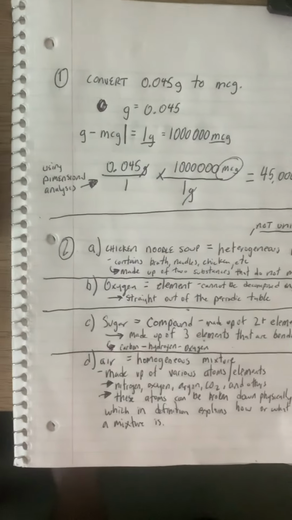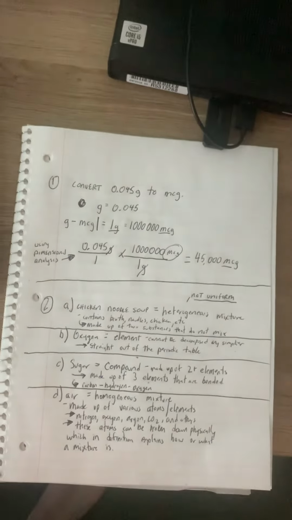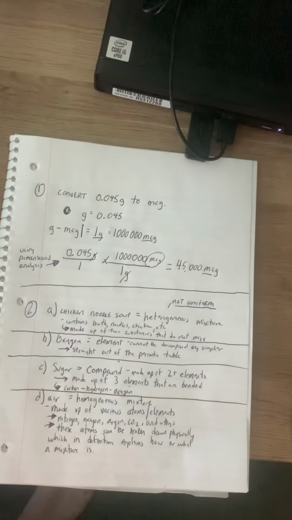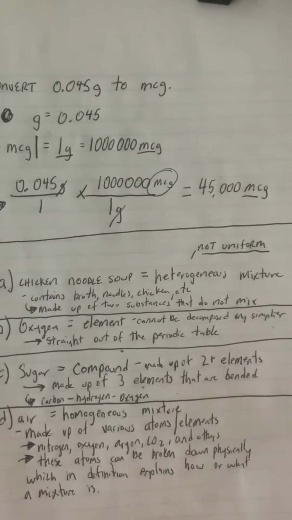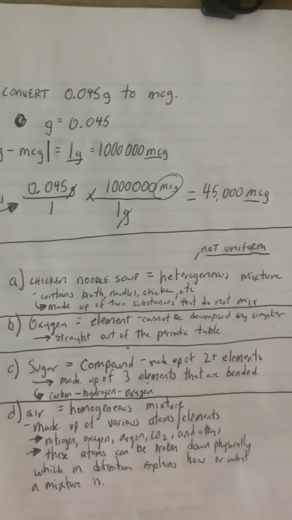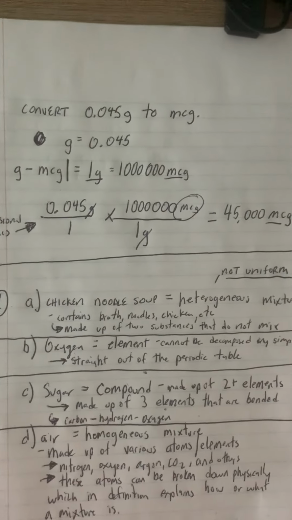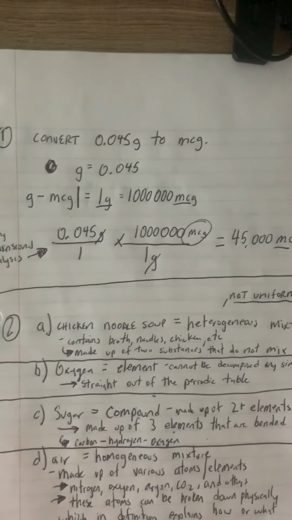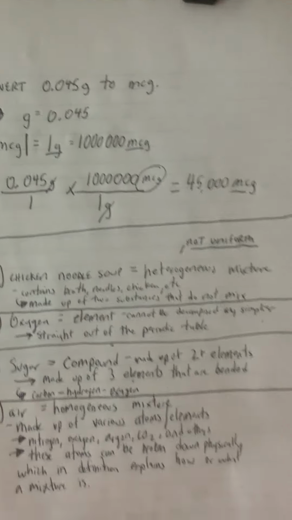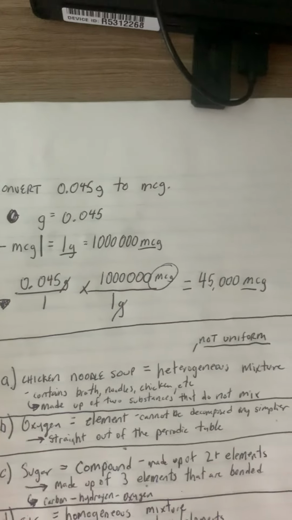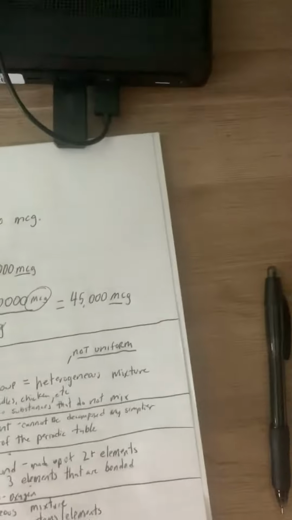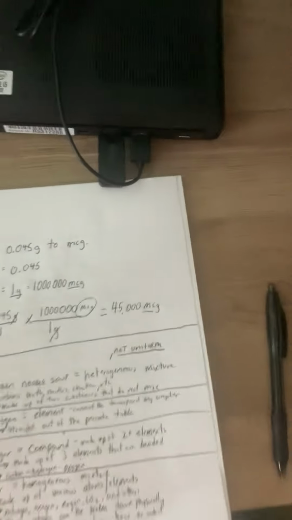And then let's go to number 2, and we're pretty much classifying these 4 different types of categories into an element, compound, homogeneous mixture, and heterogeneous mixture, and explaining how you got those. So the first one is chicken noodle soup, and that is a heterogeneous mixture. It's not uniform. It contains different objects like broth, noodles, chicken, etc., and it's made of 2 substances that do not mix well together. So that one is the heterogeneous one. And then for B, you got oxygen. I mean, that's just straight up an element out of the periodic table. It cannot be decomposed any simpler, so that one's very straightforward.